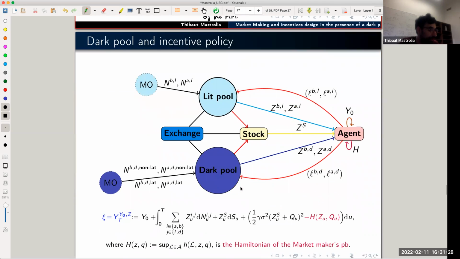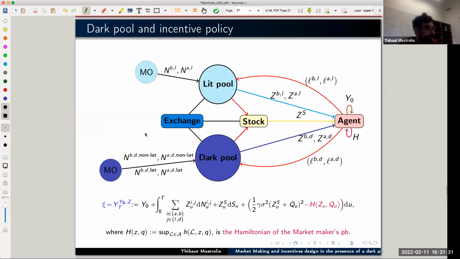Just to sum up everything, here you have everything. I propose to the market maker, as the exchange, a salary which depends on the order flow on the lit pool, which depends on the stock, and which depends on the dark pool. So the agent, the market maker, also has a fixed compensation depending on some preference of the market maker, and a remuneration which is negative, which is the result of his or her optimization.